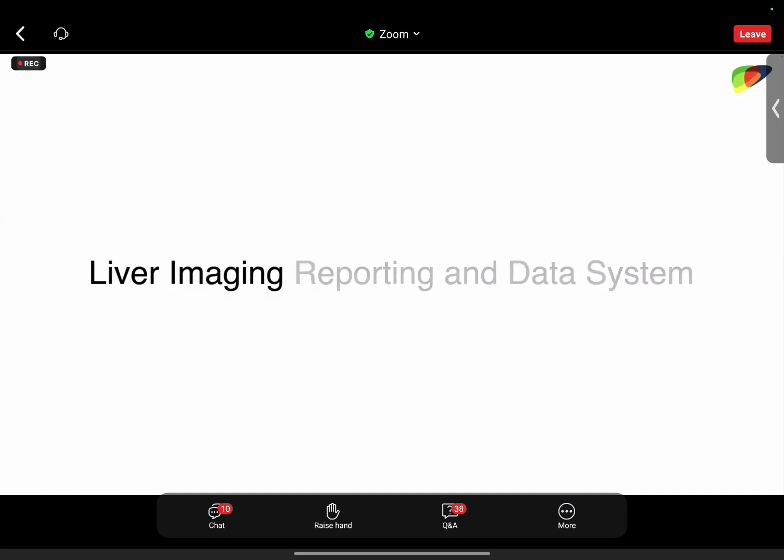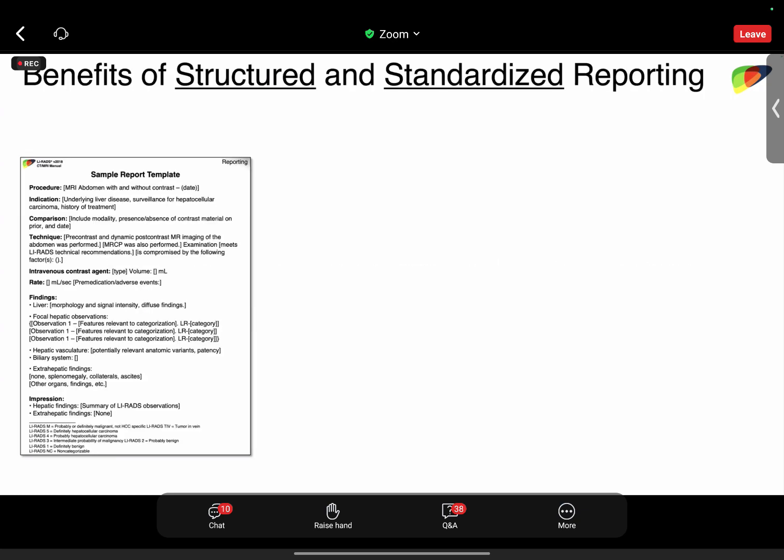So far, we have focused on imaging features. In the second half of my lecture, I will focus on reporting and data system. And I will highlight some of the benefits of structured and standardized reporting. And in the next slide, I'll differentiate these two concepts.